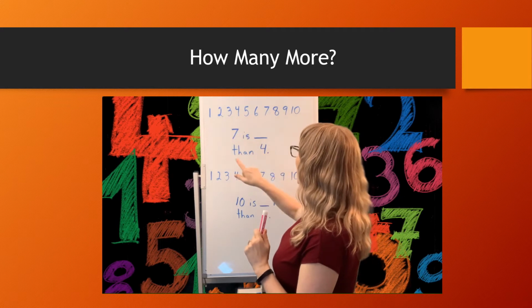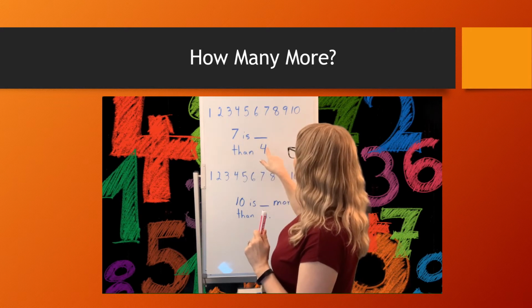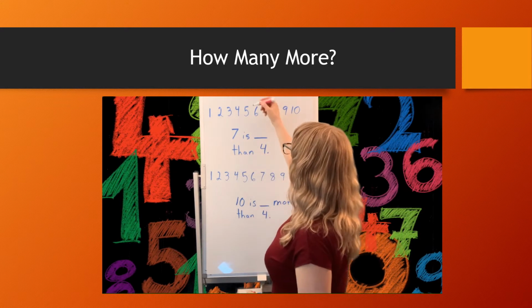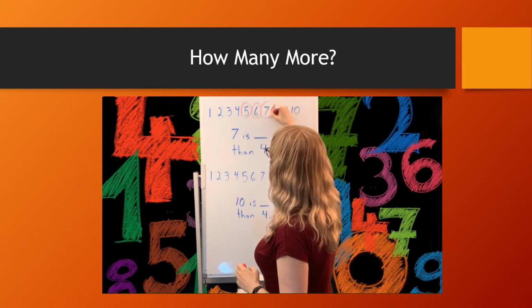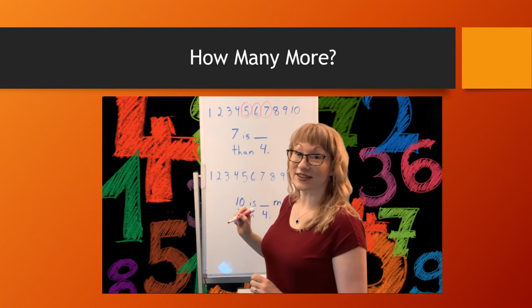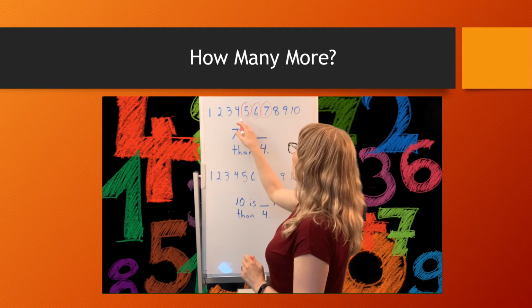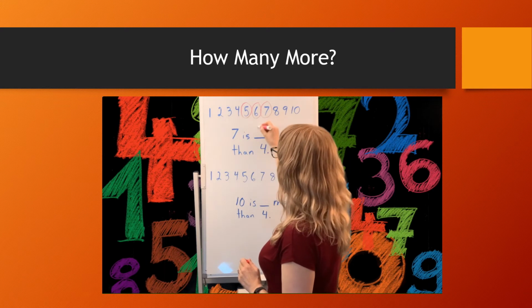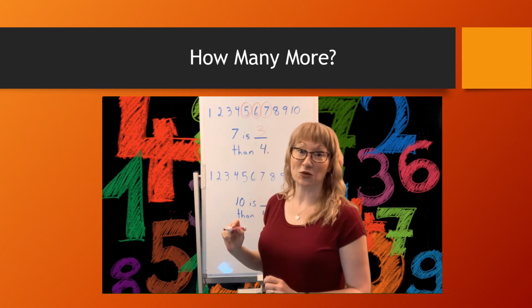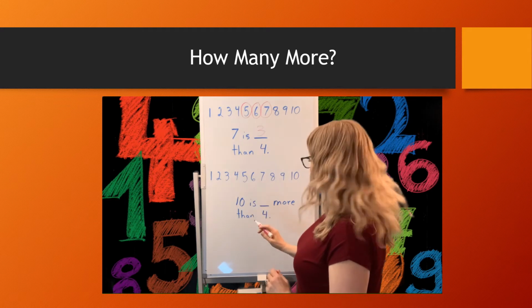We want to go 7 is blank more than 4. Well, let's start at 4 and count up to 7. 5, 6, 7. So 7 is 1, 2, 3 more than 4. 3 circles, 3 more. Let's try this one.